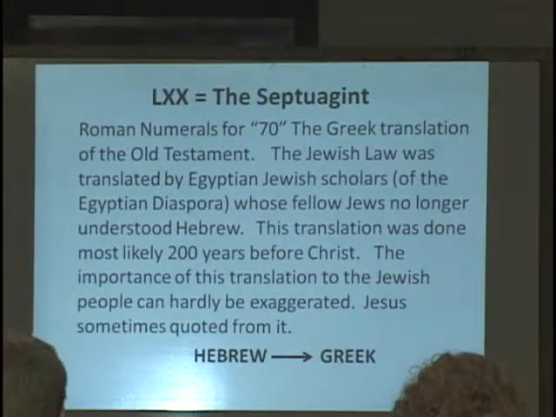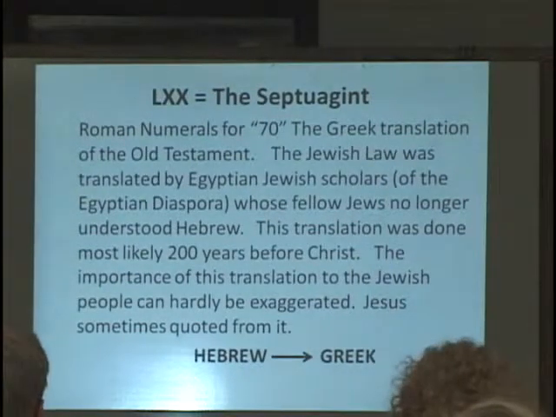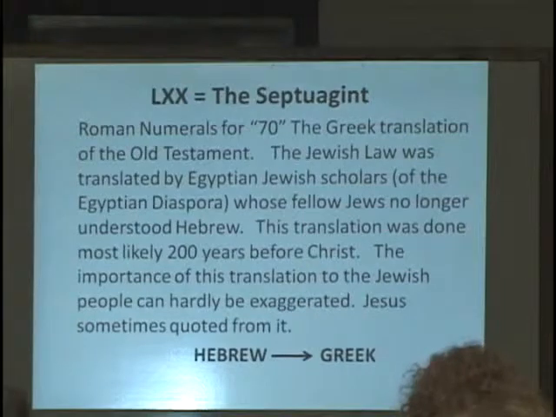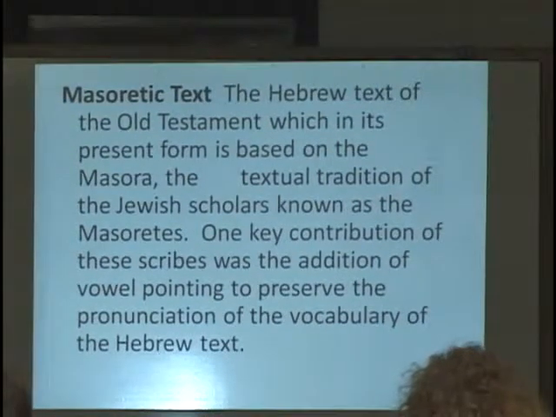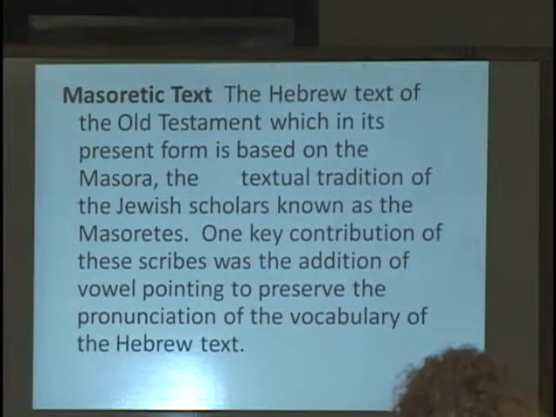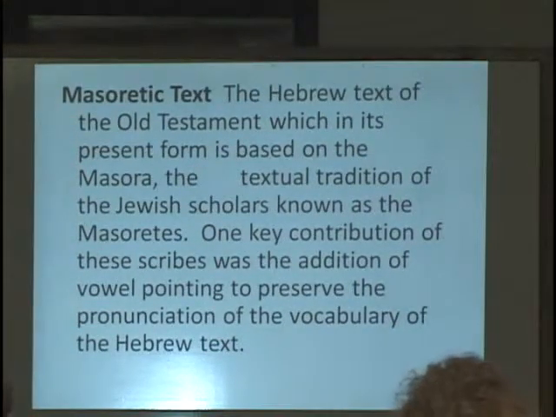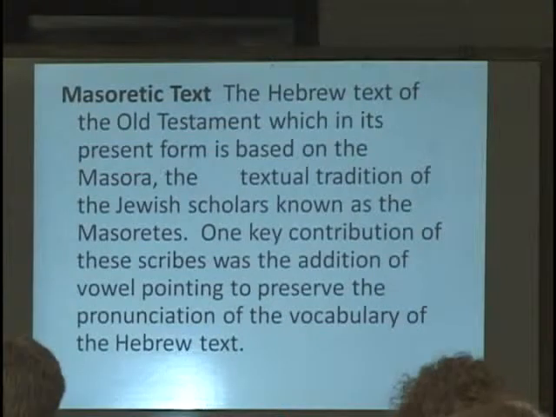before him. And so the Septuagint is from Hebrew to Greek. That's what it was. Masoretic text. This is the Hebrew text of the Old Testament in its present form, and it's based on the Masorah, the textual tradition of the Jewish scholars known as the Masoretes. One key contribution that these scribes made was the addition of the vowel pointing to preserve the pronunciation of the vocabulary of the Hebrew text.